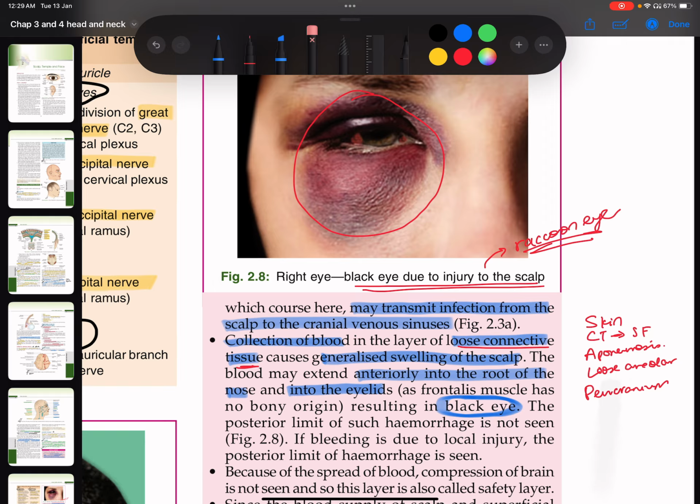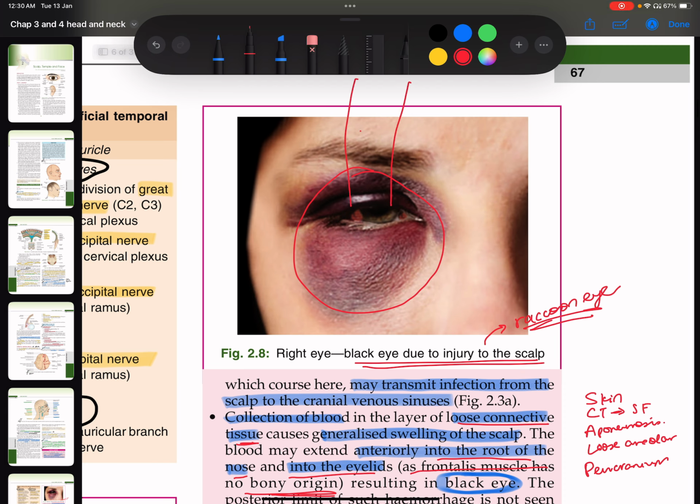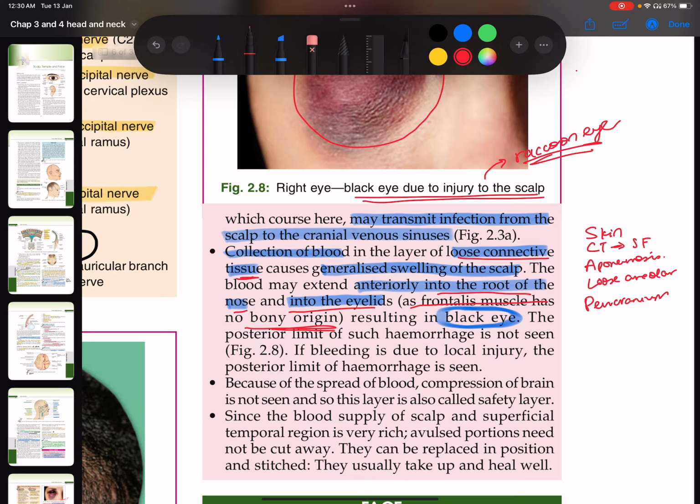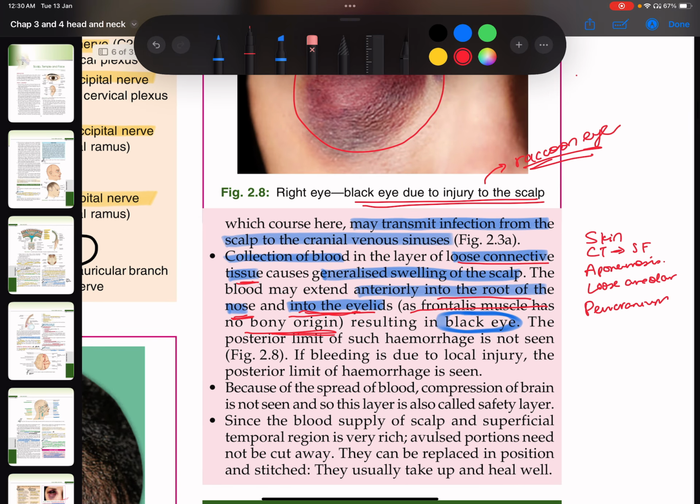What happens is that loose areolar tissue doesn't have any definitive stop. So the blood may extend anteriorly into the root of the nose and into the eyelids, as the frontalis muscle has no bony origin. Because the frontalis has no bony origin, the blood can travel all the way into the root of the nose as well as into the eyelids, resulting in black eye. The posterior limit of such hemorrhage is not seen. This is a very important line.